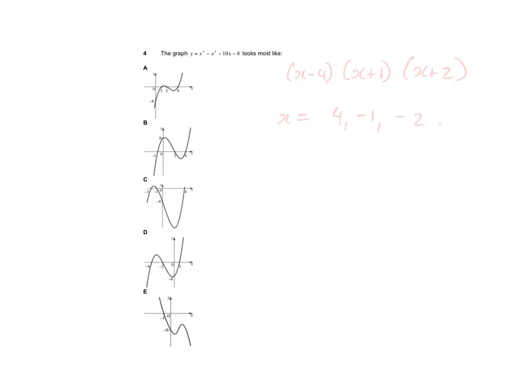You can see that it is a positive cubic, so straight away you know that you could get rid of which one? E. The others are still quite feasible, but when you now match up your x-intercepts, and your y-intercept here is -8, you can therefore see that the answer should be C.